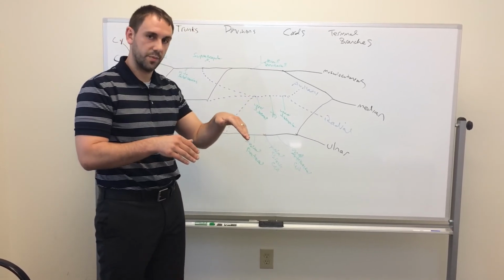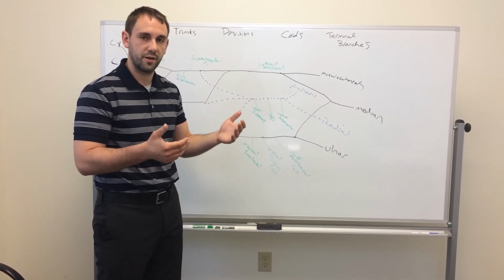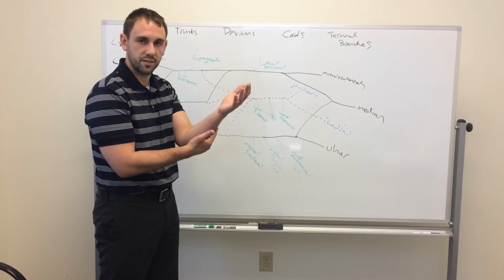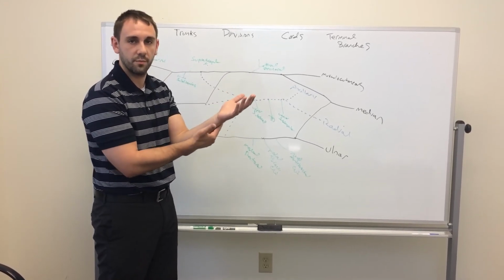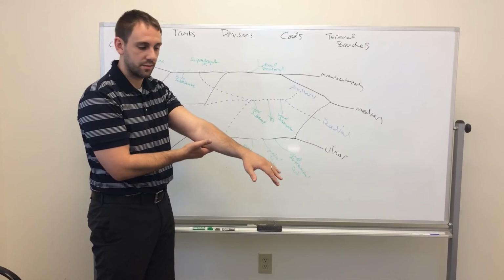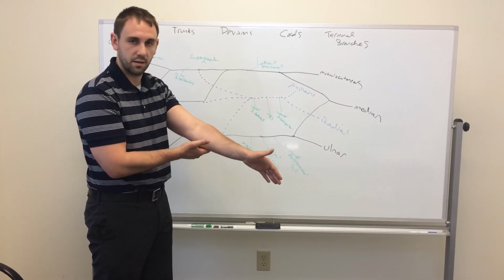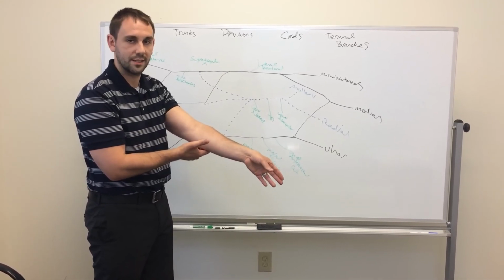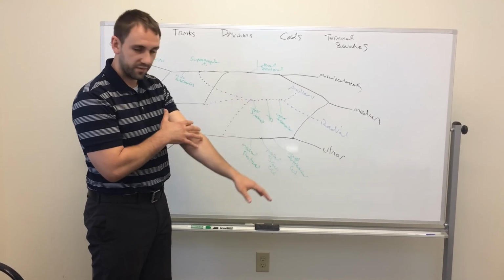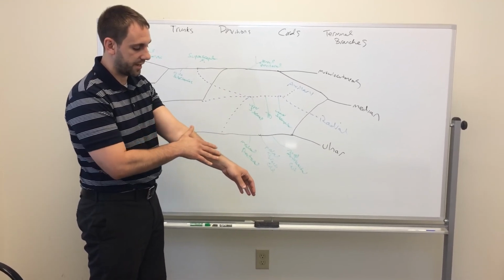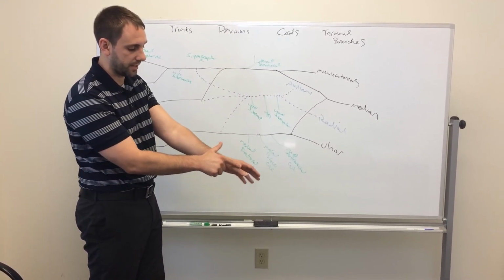As soon as it pierces the supinator, it changes its name to the posterior interosseous nerve, which innervates all of the muscles in the posterior compartment of the forearm, all the extensor muscles, the extensor pollicis longus and brevis, the abductor pollicis longus. The superficial radial is strictly a sensory nerve that innervates the skin of the dorsal lateral hand and thumb.